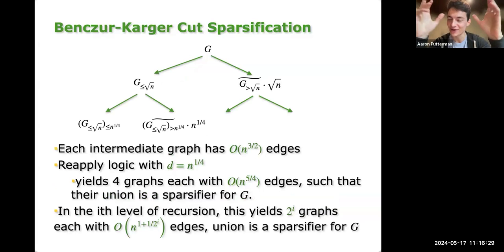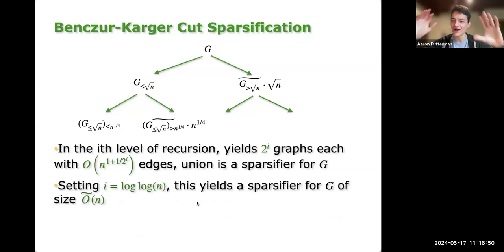So this is just defining some recursive process, where at the very bottom level, we're going to take the union of all of the leaves. So in particular, if we were to check all the parameters in the ith level of recursion, we're getting 2 to the i graphs, each of which has order n to the 1 plus 1 over 2 to the i edges. And it turns out that we can just do this for log n recursive levels. And this will then return a sparsifier for G of size O tilde n. So this is a completely correct implementation of creating a cut sparsifier for a graph.